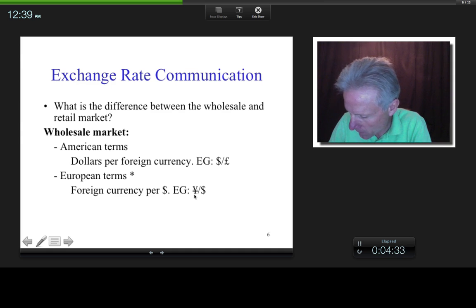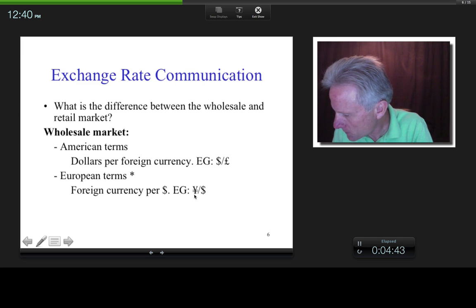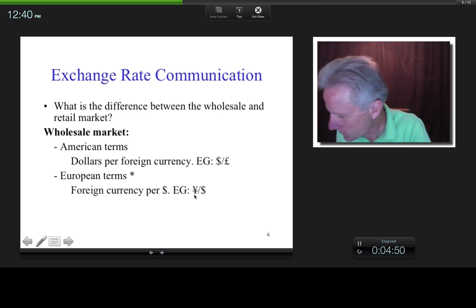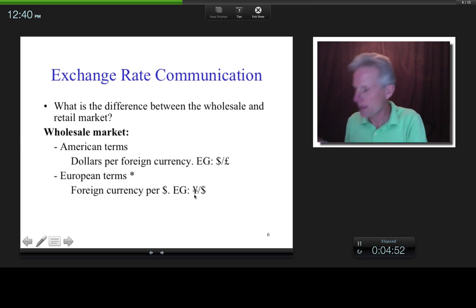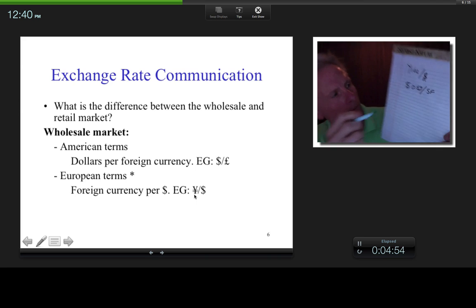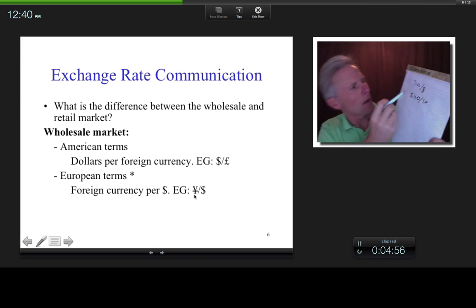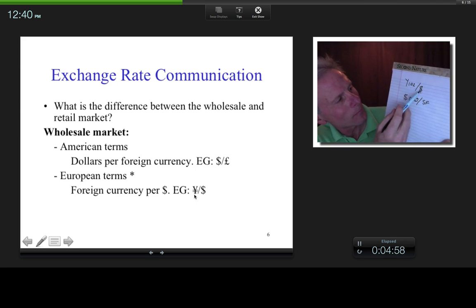So in both cases, if I was going to take that article and look at the units, you would see 102 yen per dollar, roughly, and you would see $0.89 per Swiss franc. Okay, so in that example, here we have 102 yen per dollar.